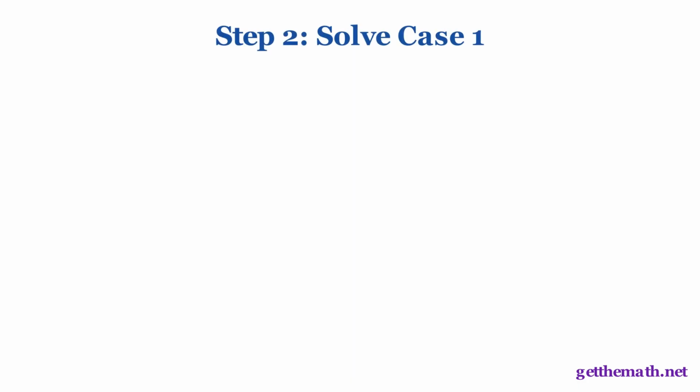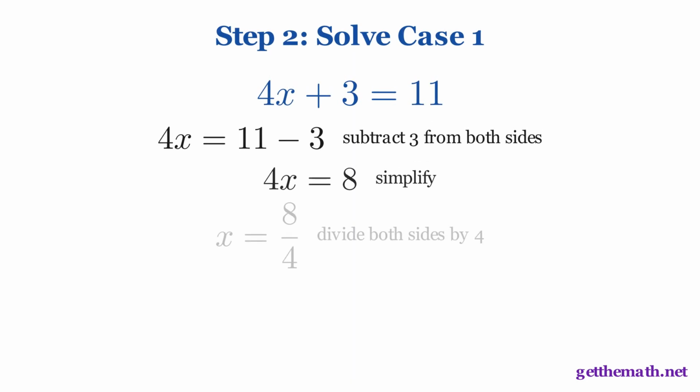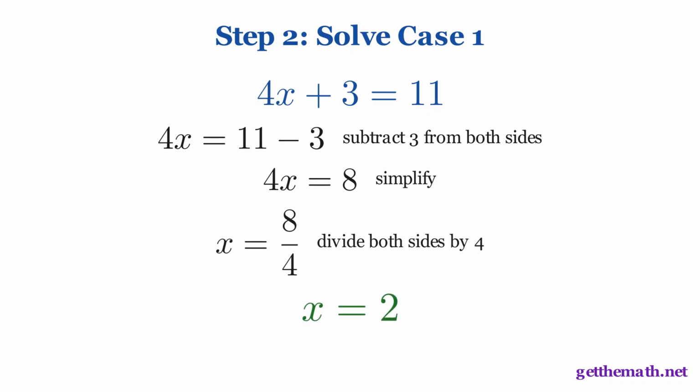Step 2, solve case 1. We have 4x plus 3 equals 11. Subtract 3 from both sides. 4x equals 11 minus 3, which is 8. Divide both sides by 4. X equals 8 divided by 4, which is 2. Case 1 gives us x equals 2.